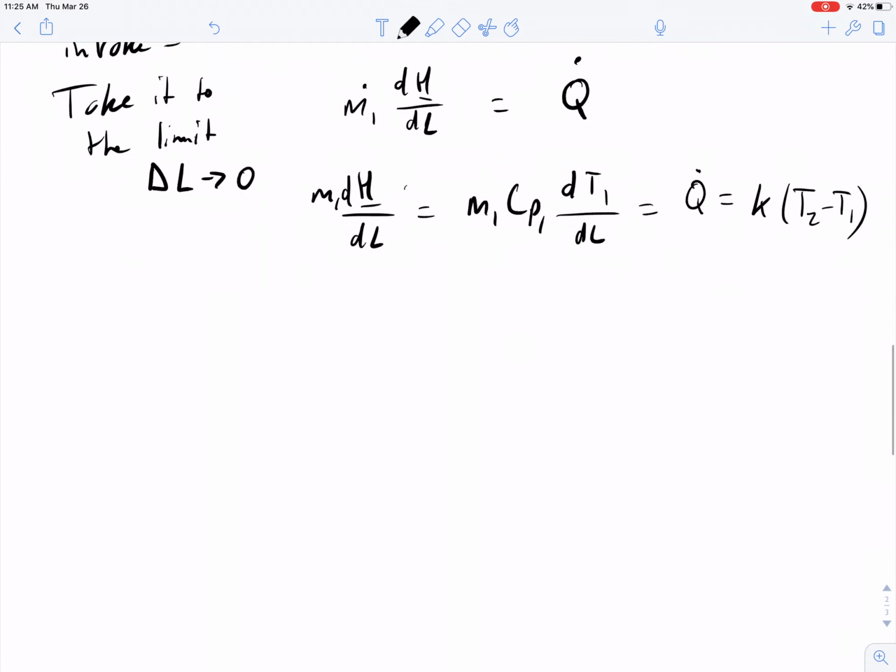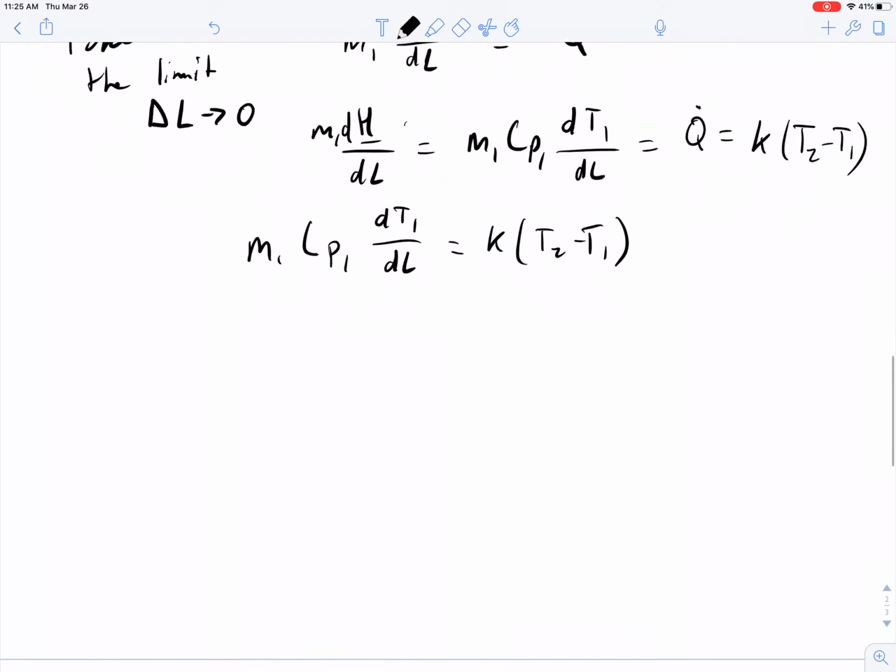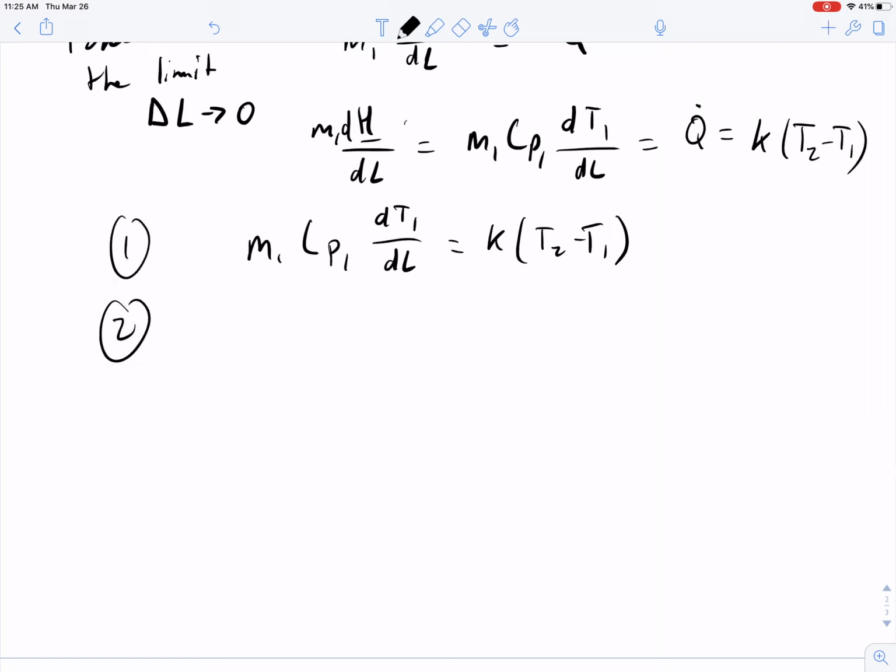So now let's rewrite this in simpler form. M1 CP1 dT1/dL is equal to K times T2 minus T1. Now we do the same balance for stream 2, and you end up with M1 equals M2 because they're flowing in the same direction, CP2 dT2/dL, but this is the opposite heat transfer. So this is going to be minus K times T2 minus T1. Because what you lose from one stream, you enter into the other. And so these two terms have to be opposite.